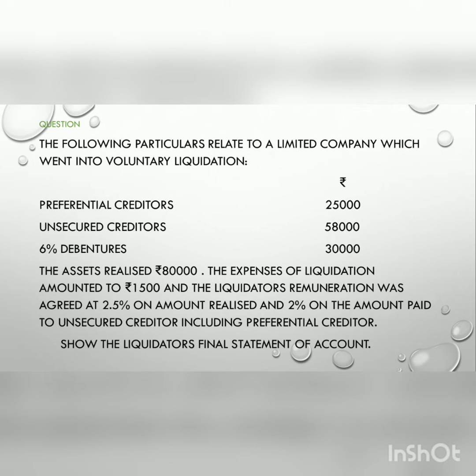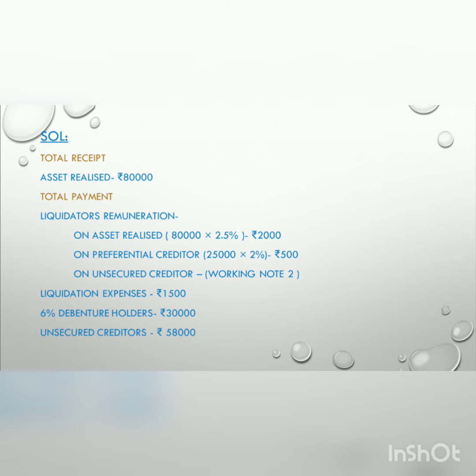Okay, let's go into the solution. The total receipt of the company is rupees 80,000, which is the asset realized value. Then the total payments are, let's start with remuneration to liquidator. First, 2.5% on asset realized, that is rupees 80,000. The value is 80,000 multiplied by 2.5, divided by 100, which is rupees 2,000. Then, 2% on preferential creditors, that is rupees 25,000. The value is 25,000 multiplied by 2, divided by 100.